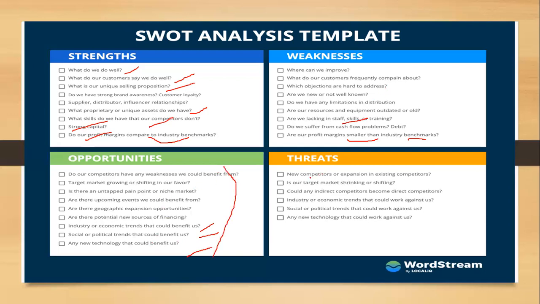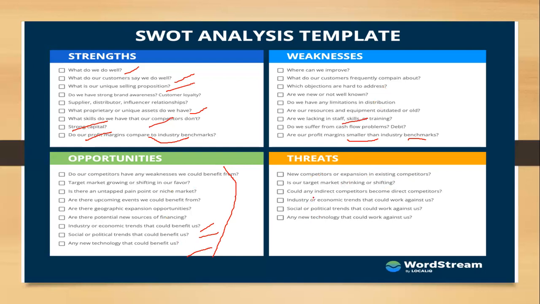Now, what are the threats? New competitors or expansion. That is the biggest threat. Any new product comes, a competitor comes and its expansion happens. Is any target market shrinking or shifting? Again, it's a threat for us.